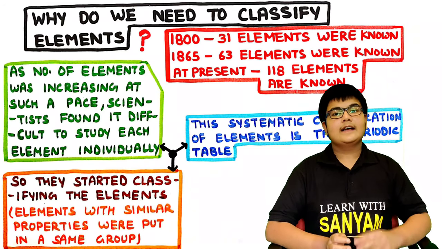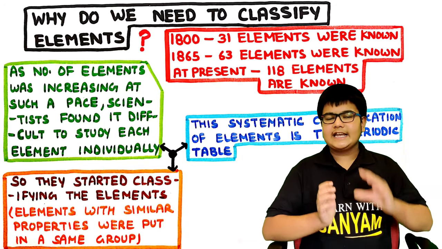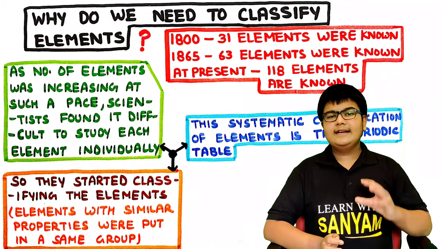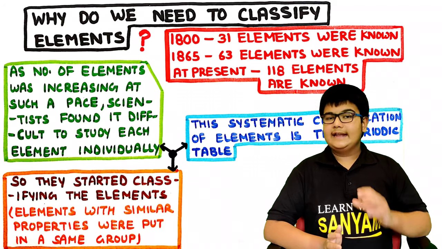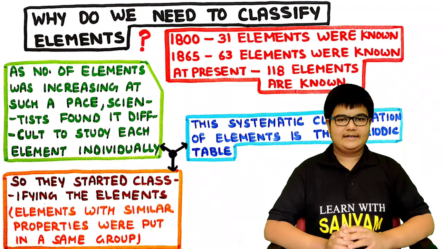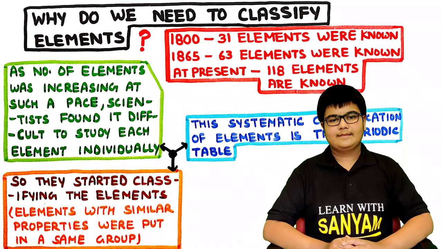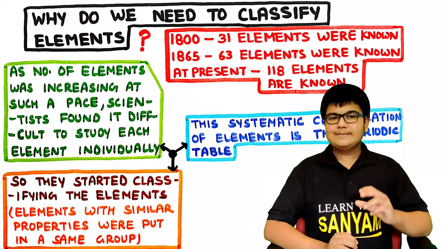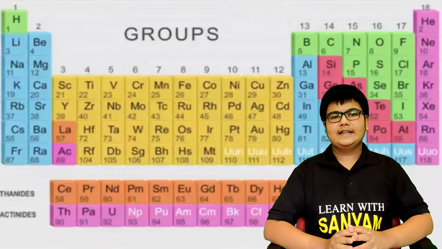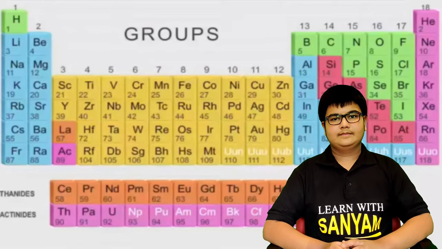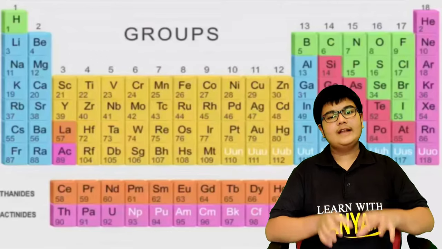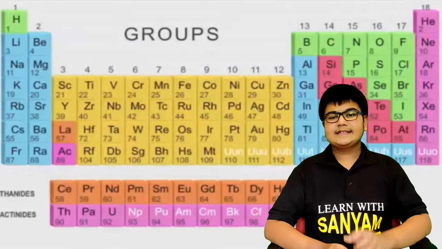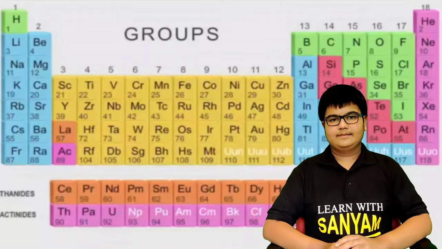Thus, the scientists found it very difficult to study each element individually. If someone tells you to study 118 elements individually, you can see how tough it would be. It would be almost impossible. So scientists started classifying the elements. This means that the elements with similar properties were put in the same group and elements with different properties were put in different groups. Now this systematic classification of elements is called the periodic table.